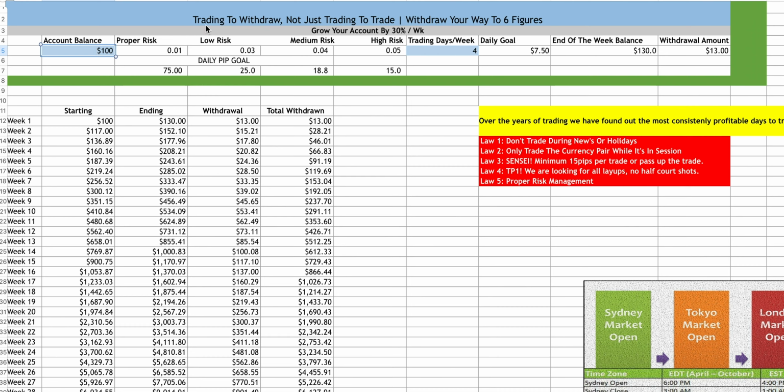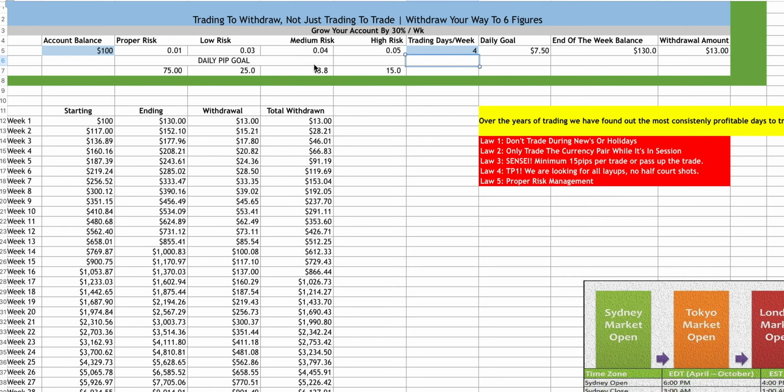If you want to meet your goal faster, do 0.03. That's 25 pips per day. 0.04 is 18 pips per day, and 0.05 is 15 pips. And that would be trading days. Out of those trading days, it'd be 4 trading days a week. So you're only trading, let's say for example, Monday, Tuesday, Wednesday, and Thursday, aiming for 15 pips.